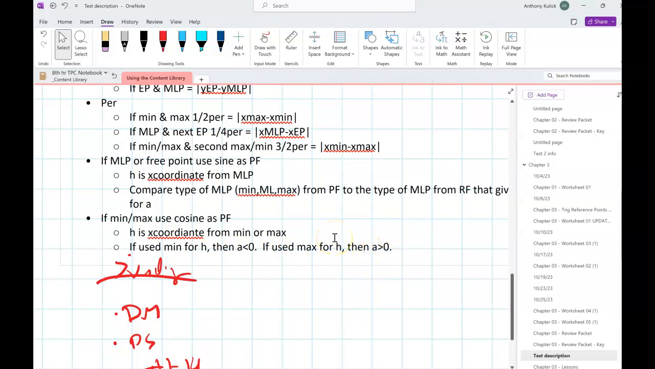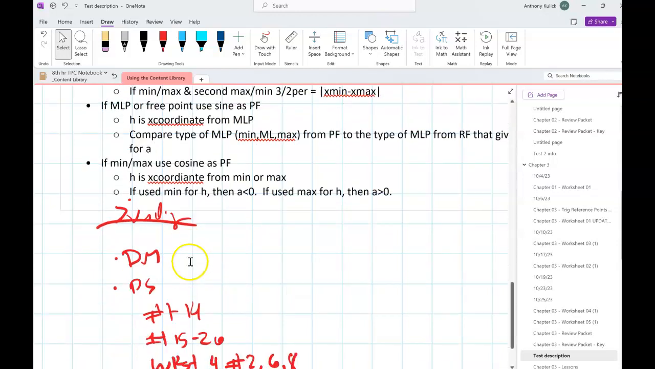Again, this is how I would organize my note card: I'd have the type of problem and the things I need to know to do that problem, rather than just a bunch of formulas and then a bunch of examples. I try to organize it this way. I think it would be more helpful to you.